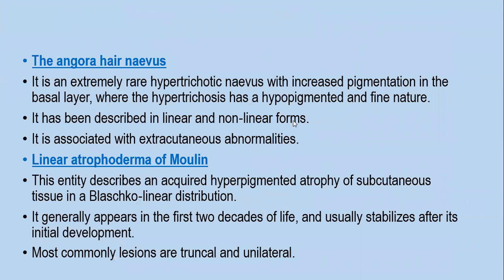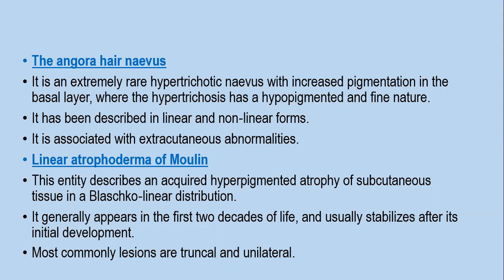Then Angora hair nevus. Angora hair nevus is an extremely rare, hypertrichotic nevus with increased pigmentation in the basal layer, where the hypertrichosis has a hypopigmented and fine texture. So hairs are hypopigmented and fine in texture, and they are described in a linear or non-linear fashion, and it is associated with extracutaneous abnormalities. This Angora hair nevus is usually confused with a Becker nevus, but it is usually not that pigmented, and the hairs are also fine.